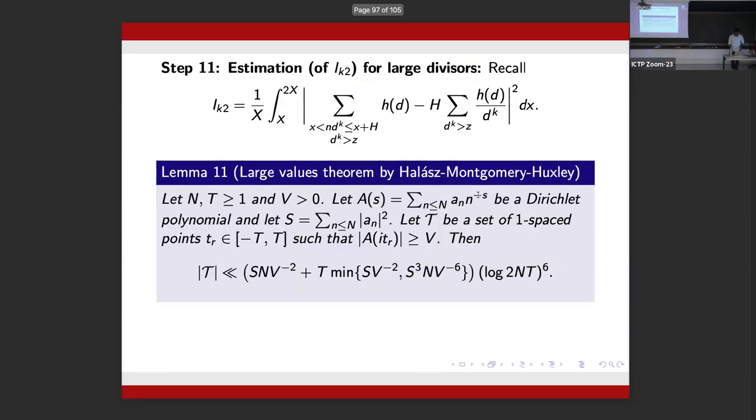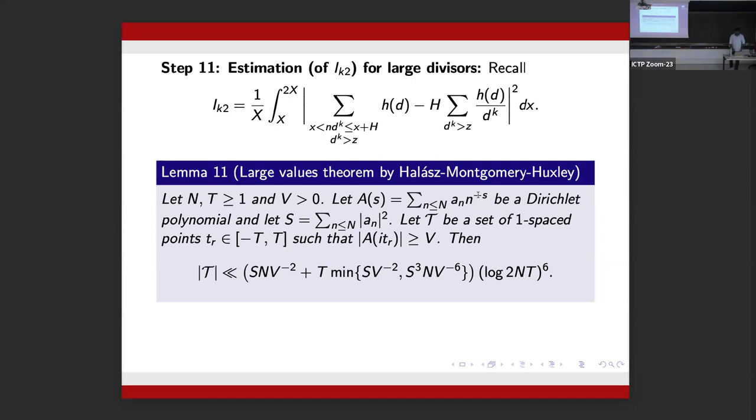we basically apply, again, one of the modern tools in algebraic number theory. This is also used by Gorodetsky, Matomäki, Radziwiłł, the Harman-Montgomery-Huxley large value theorem. This roughly says that any Dirichlet polynomial cannot be large too often. It has to be small quite frequently. That is the main message of this result.